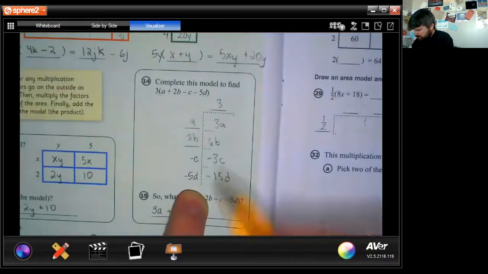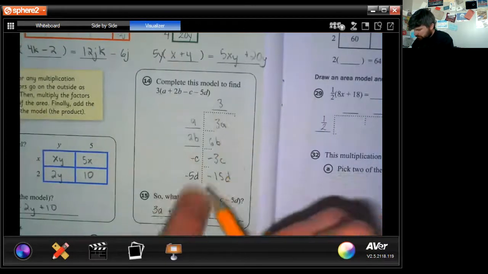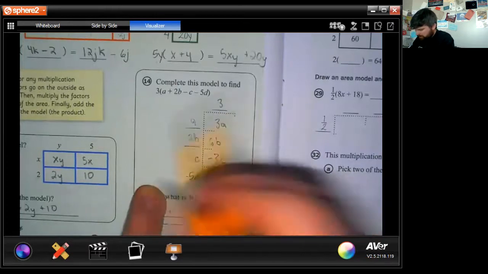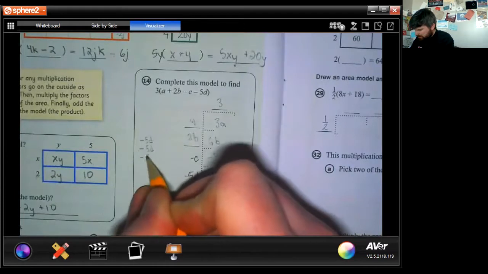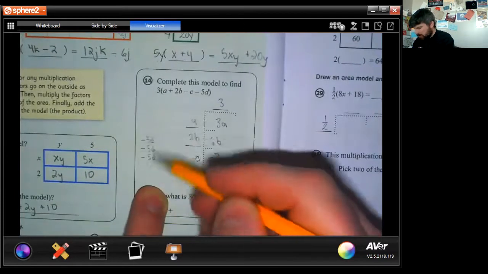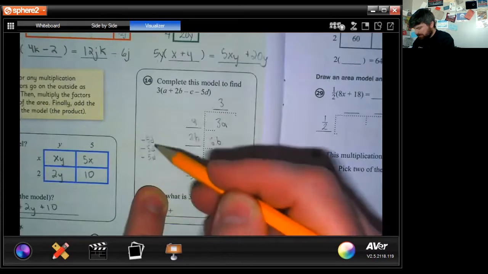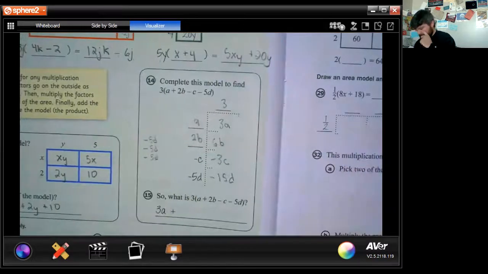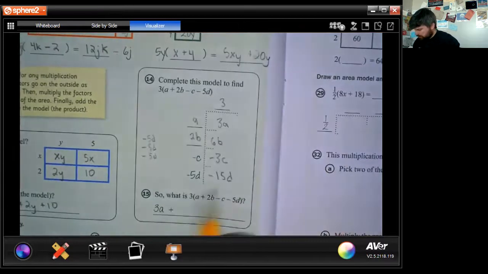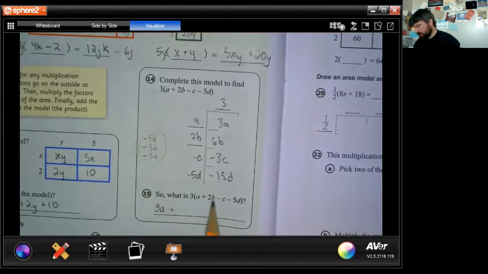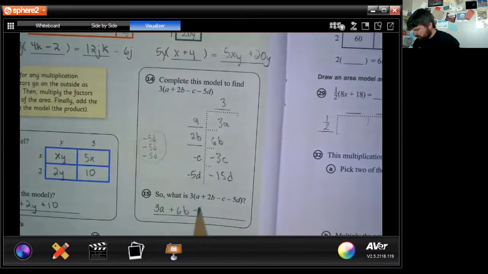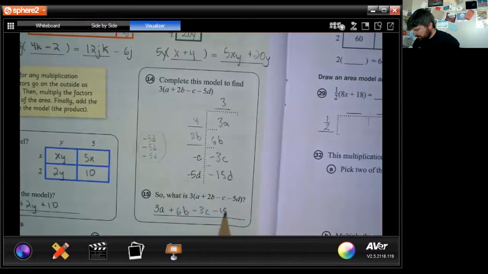That would be like, for this one, I would have 3 negative 5d's. So I'd have negative 5d, negative 5d, negative 5d. In total, I have negative 15 d's because they're all d's. Again, we're not multiplying these together. So what is 3 times a plus 2b minus c minus 5d? It is 3a plus 6b minus 3c minus 15d.